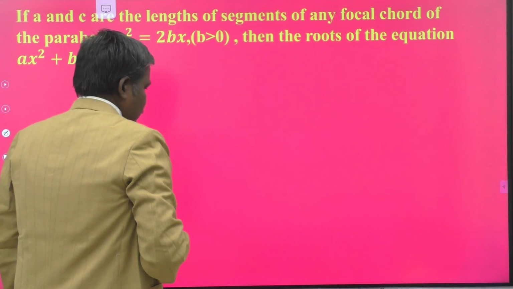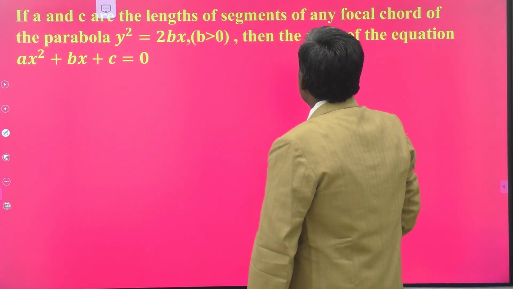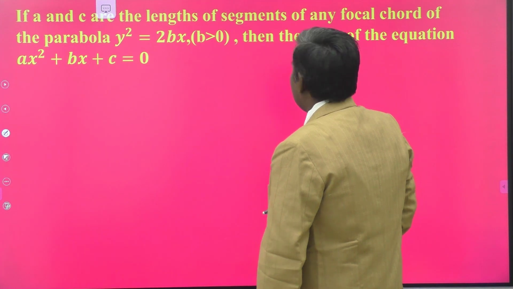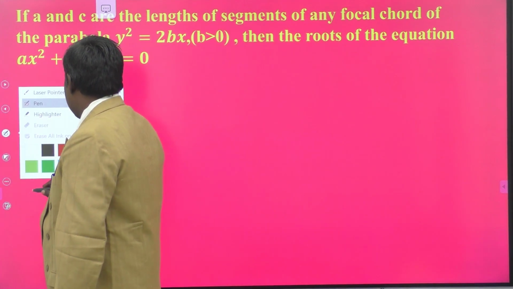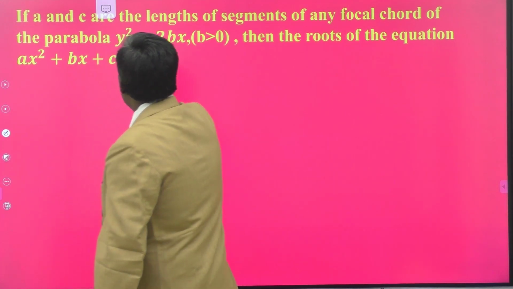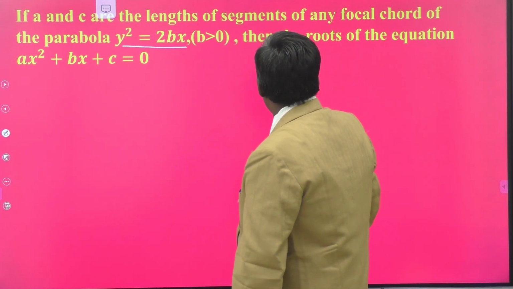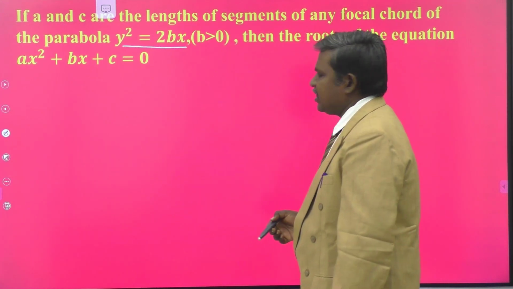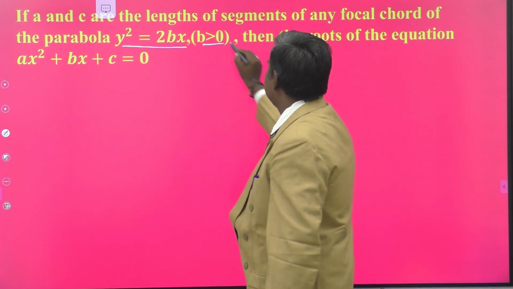See this one, this is another problem. If A and C are the lengths of the segments of any focal chord of the parabola y square is equal to 2bx, where b greater than 0.